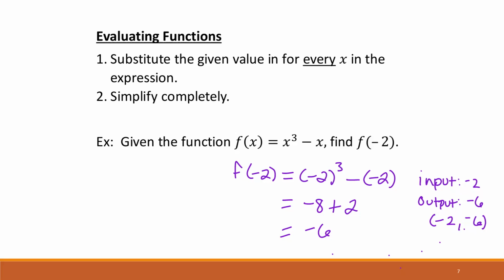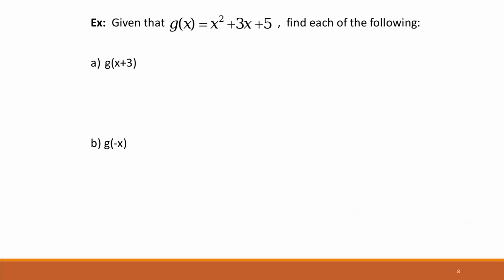So let's take a look at a few more. Here we're given g of x equals x squared plus 3x plus 5, and we want to find each of the following. So now we're putting a whole term in. So we have g of x plus 3. I guess I can just substitute it in. I don't need to rewrite it, huh? So I get x plus 3 squared plus 3 times x plus 3 plus 5.